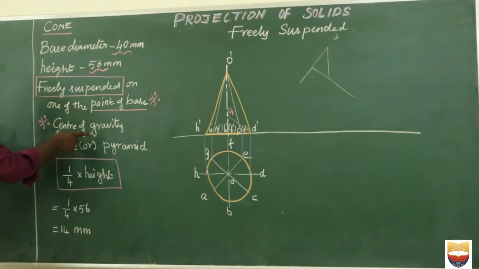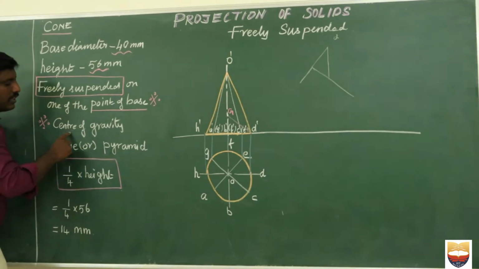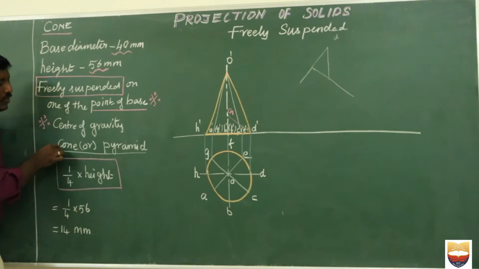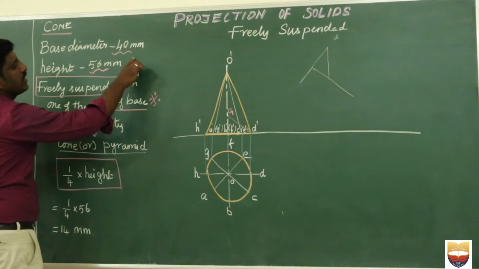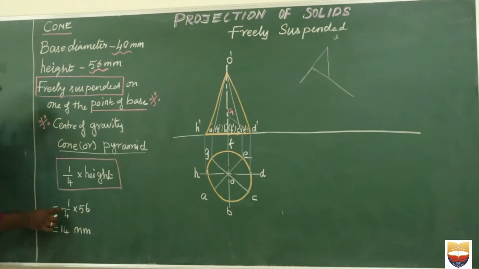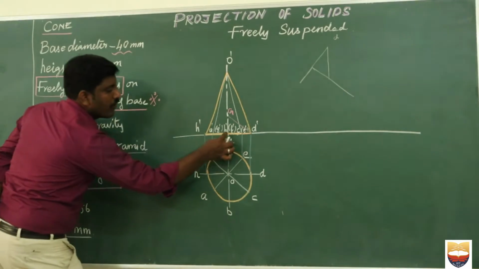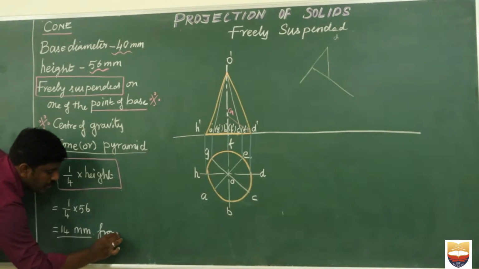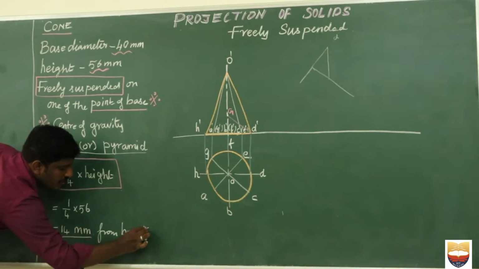The very important thing in this freely suspended problem is to identify the center of gravity of the particular solid. Here I have given the formula to find the center of gravity of a cone or a pyramid. This formula is utilized only for a cone or a pyramid, which is 1 by 4 times the height. The height given here is 56 millimeter, so I am finding 1 by 4 into 56. The center of gravity of this cone is at 14 millimeter from your base. That is very important.